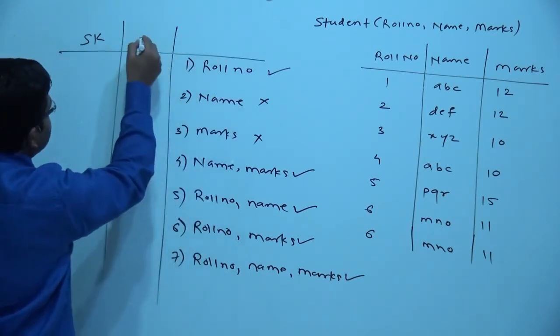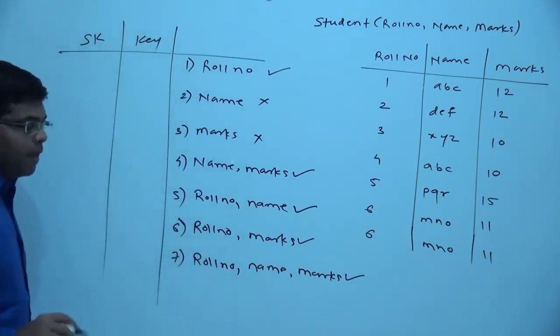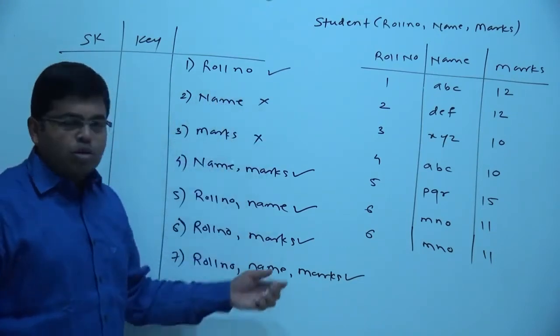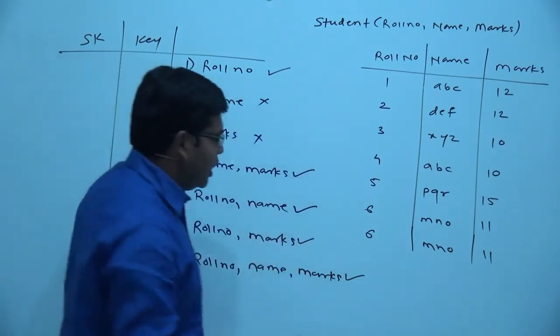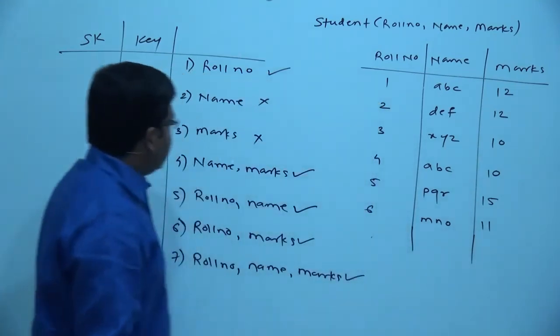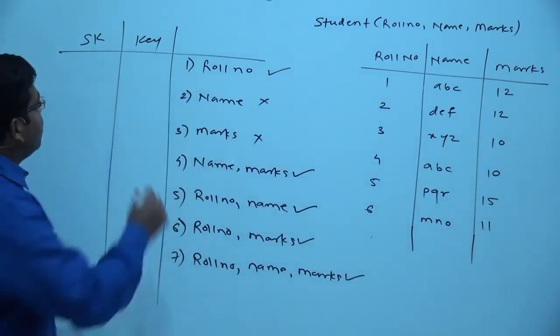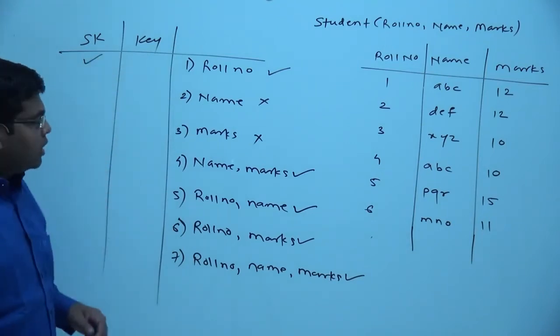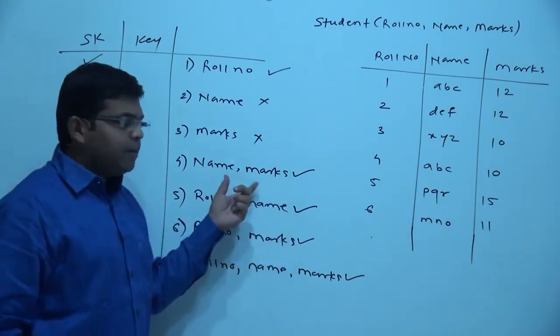Super key and key. Now see, any combination of attributes which can uniquely identify the tuple will be called a super key. I will go back to the previous data. Roll number is a key, therefore roll number will also be a super key. Actually, everything which is a key can be called a super key.